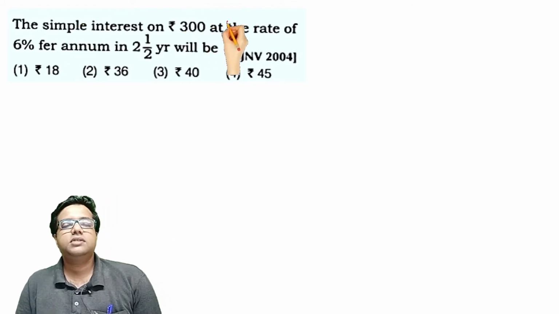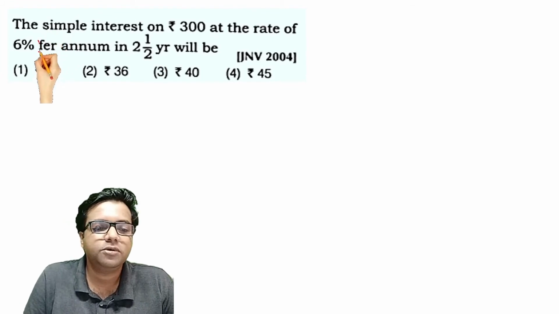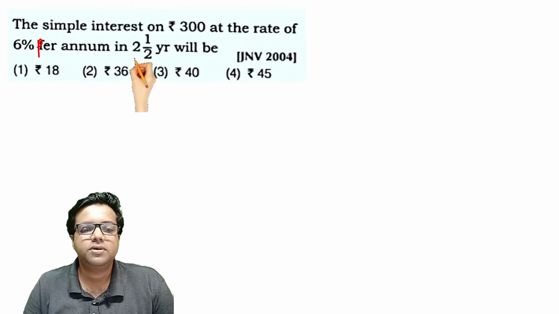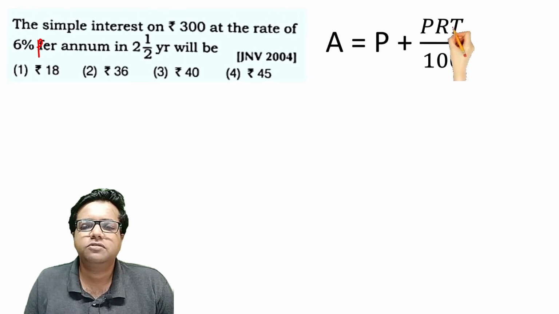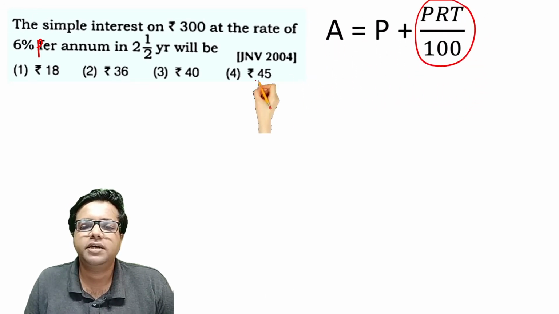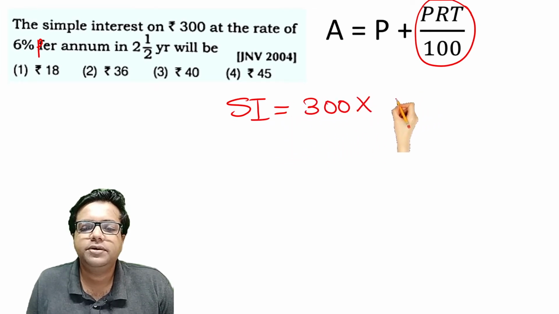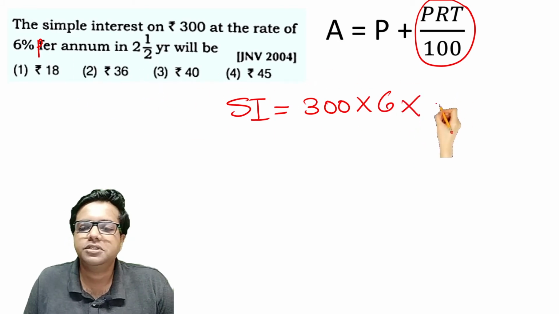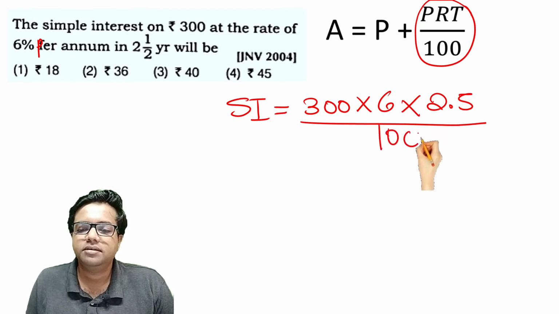The simple interest on 300 rupees at the rate of 6% per annum in 2.5 years will be what? So we need to find the simple interest, and we know the formula for simple interest. Simple interest is equal to PRT by 100. Simple interest will be equal to, principal is 300 into interest rate is 6%, and the time duration is 2.5 years, right? 2.5 years by 100.